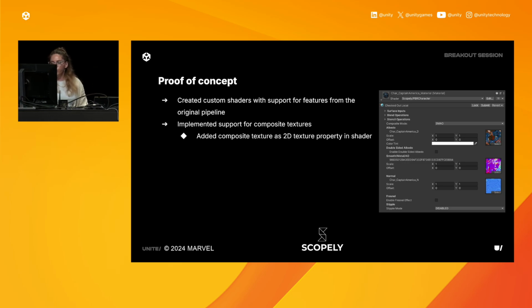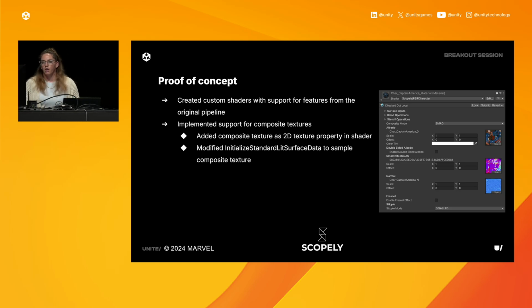In addition, we modified our custom version of the lit input HLSL to sample the composite texture and extract values for properties in the texture in the initialize standard lit surface data function. We assign these values to the corresponding variable in the surface data struct. These modifications allowed the composite textures to work the same as in our original pipeline.